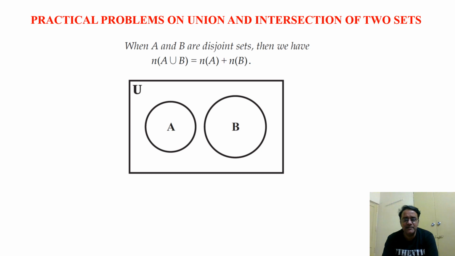When A and B are disjoint sets, then there are no common elements between these two. I am marking with the highlighter that A and B have no common elements. So in that case, n of A union B will be equal to n of A plus n of B.